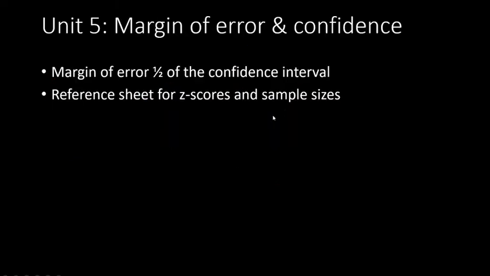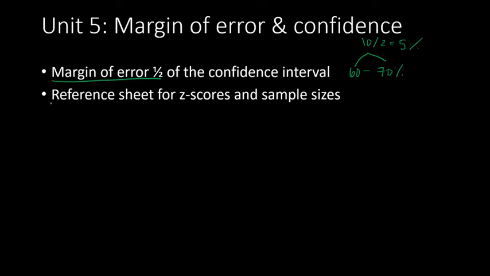Margin of error and confidence. Remember that margin of error is found by just taking half of a confidence interval. So if we say, for example, that we estimate that 60 to 70% of people will pass this class, if I want to know the margin of error here, I take half of that interval. So 60 to 70, that's an interval of 10%. Half of 10 is 5. So the margin of error is 5%.